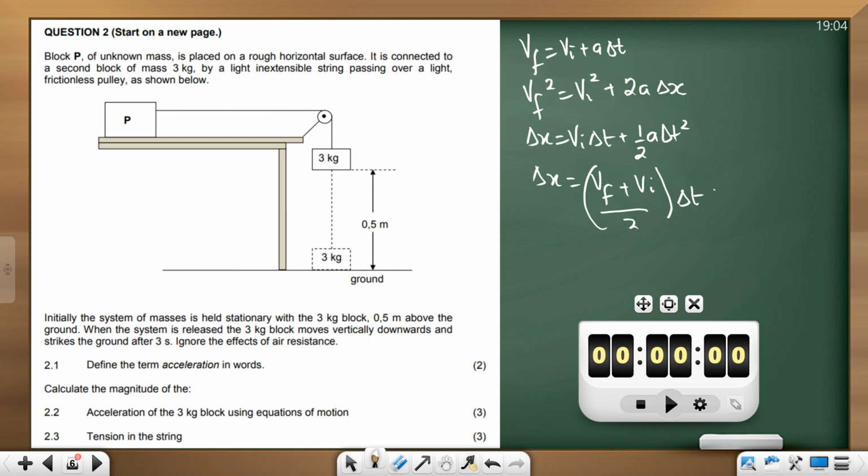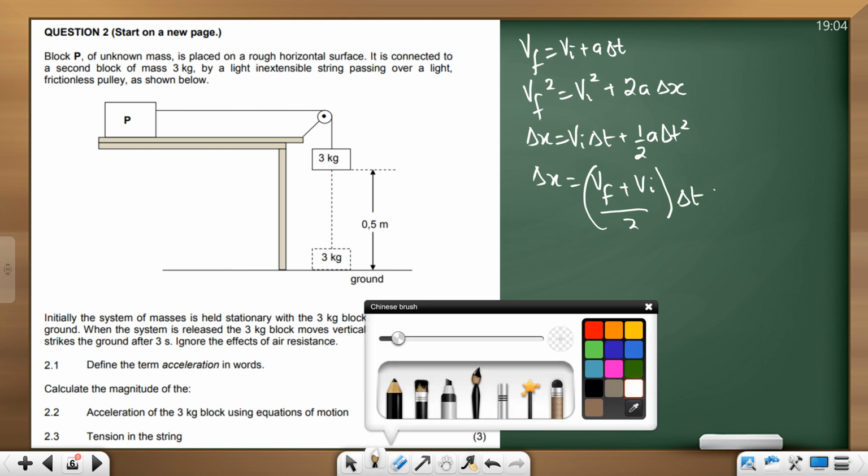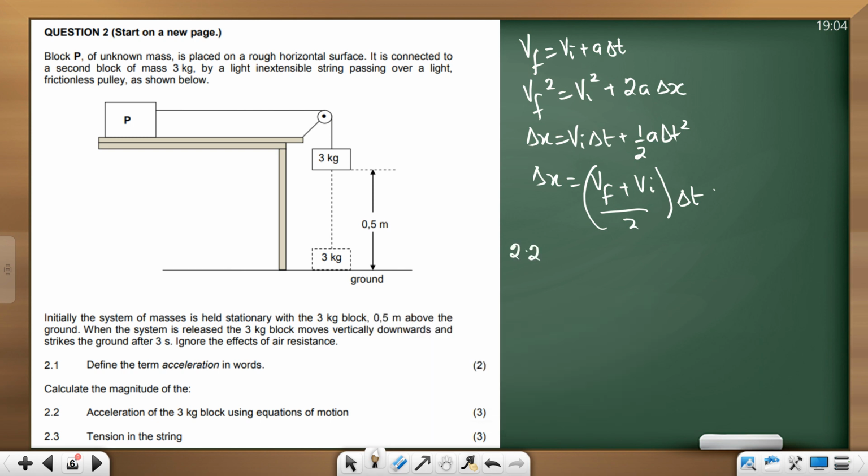Now calculate the magnitude of the acceleration of the 3 kg block using equations of motion. What do we know? That's what's going to define the equation that we're going to use. The initial velocity is 0. Delta y is 0.5. Why am I using delta y? Because it's moving vertically downwards, right? What else do we know?